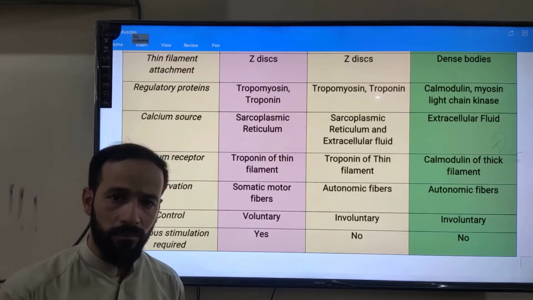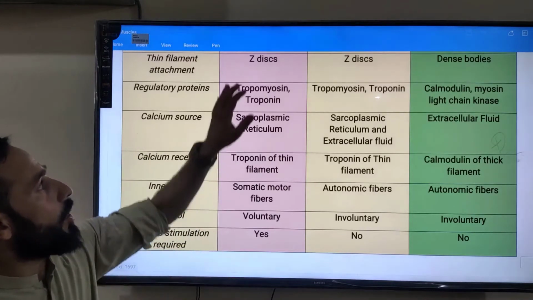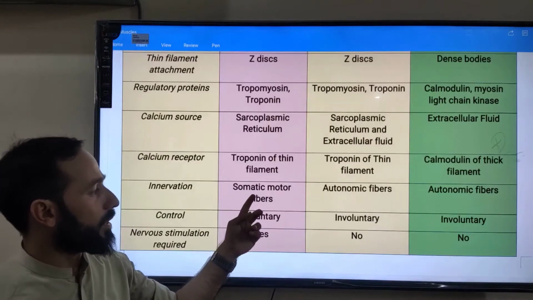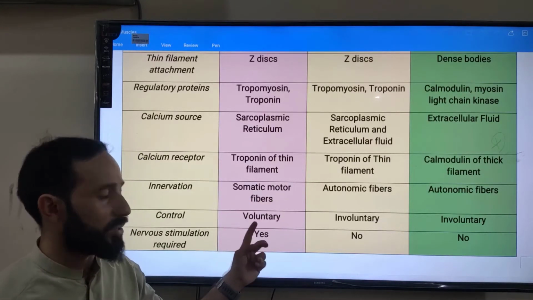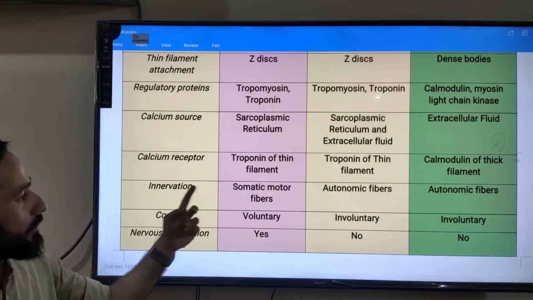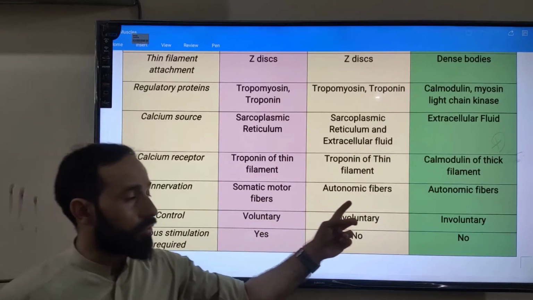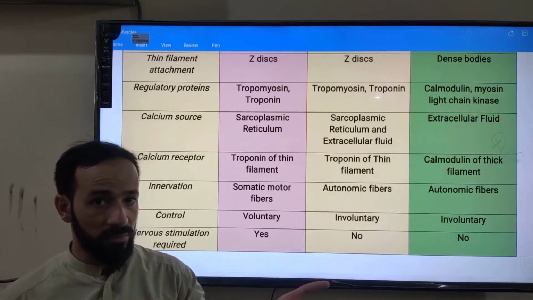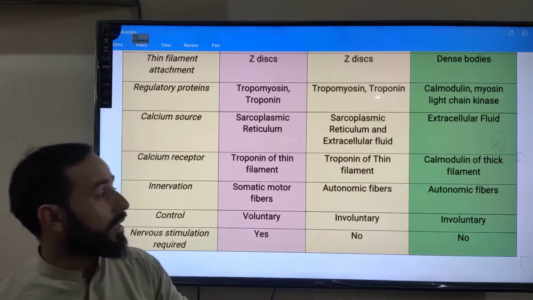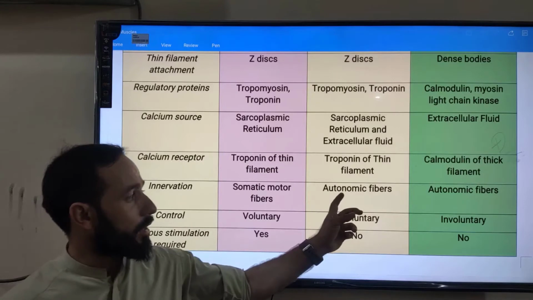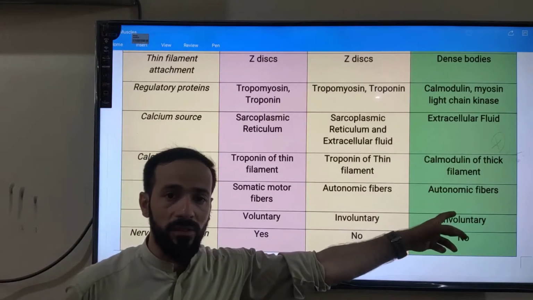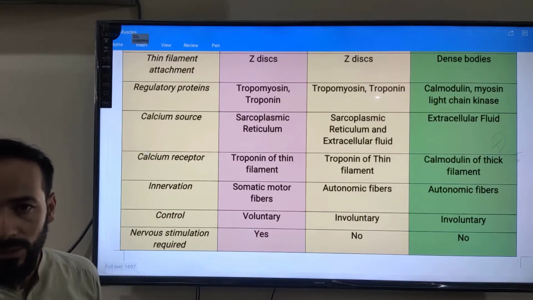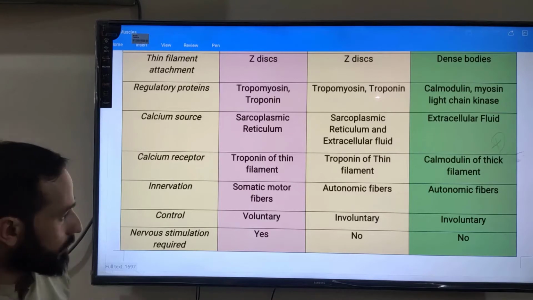Next property, what about innervation? When nervous stimulation comes, all our skeletal muscles are voluntary, so they are stimulated by somatic motor fibers. Somatic means voluntary. In cardiac muscles and smooth muscles, they have autorhythmicity, the property of automaticity. They are innervated by autonomic nervous system fibers. Smooth muscles are also innervated by autonomic nervous fibers.